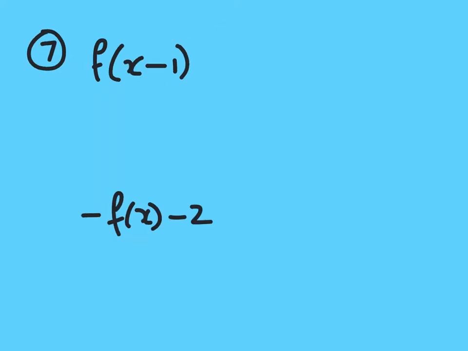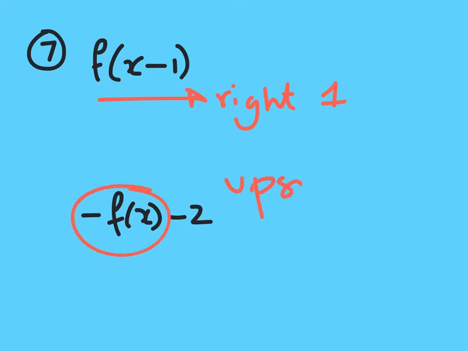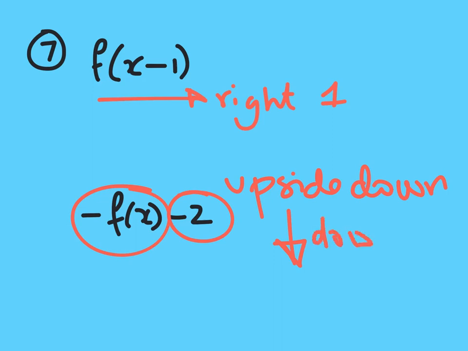And then lastly, question 7. f(x minus 1), well, that means you move your graph to the right 1 unit. And the second one, the minus f(x), means upside down. And then the negative 2 on the outside then means move it down 2 units.